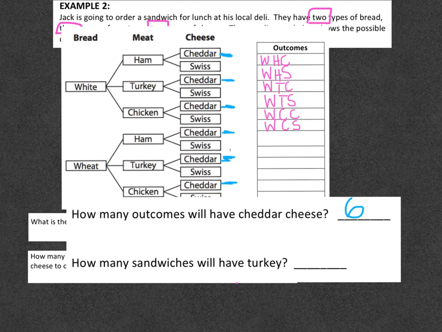Okay. And then the last question says, how many sandwiches have turkey? You have to be really careful not just to count the times you see the word turkey, but you have to connect the branches that come out of turkey and put all those together. So I'm going to count that in a different way. I'm going to count that 1, 2, 3, 4. So I have 4 sandwiches that can have turkey.